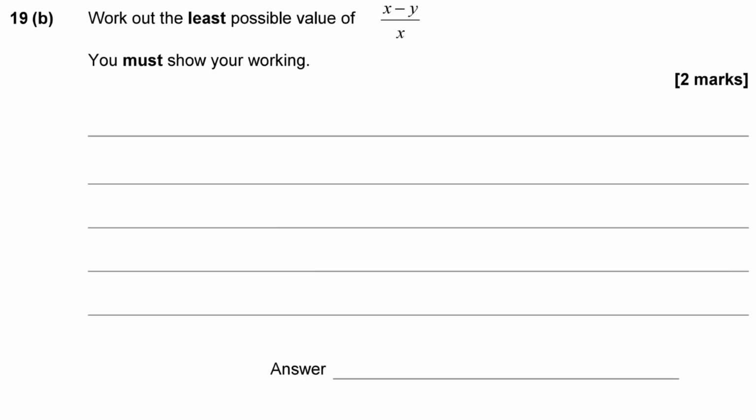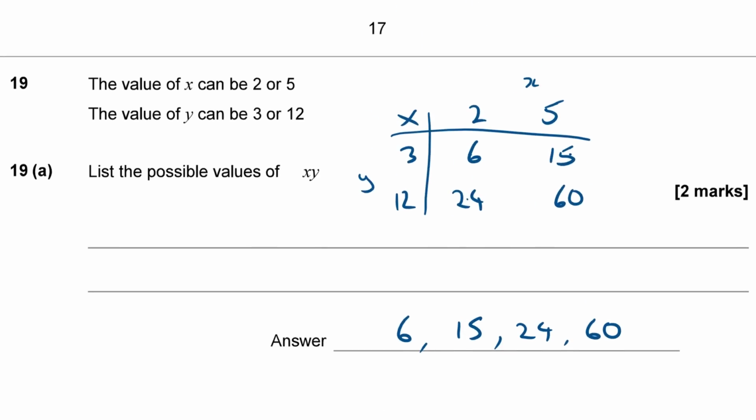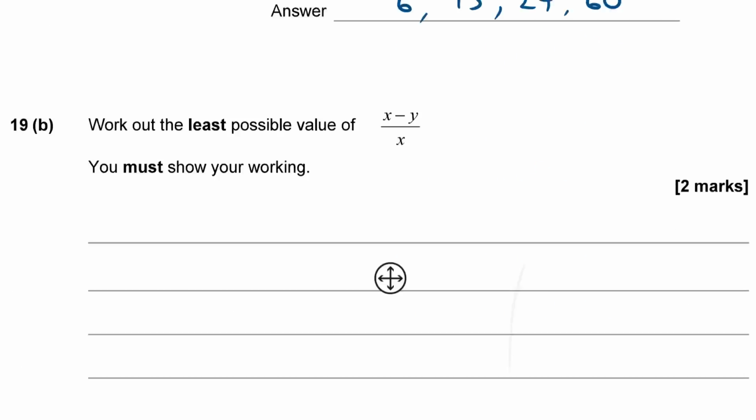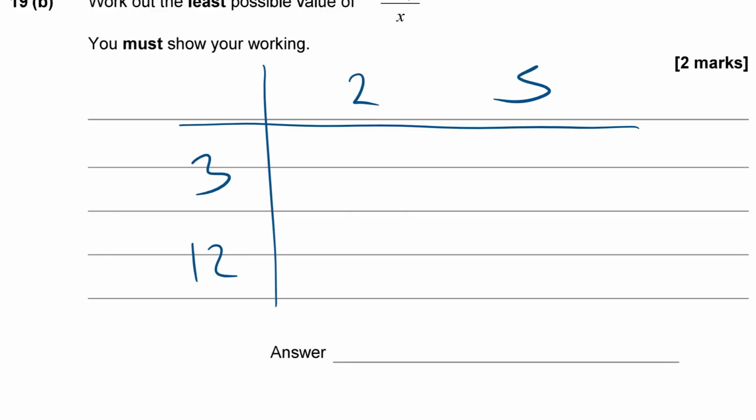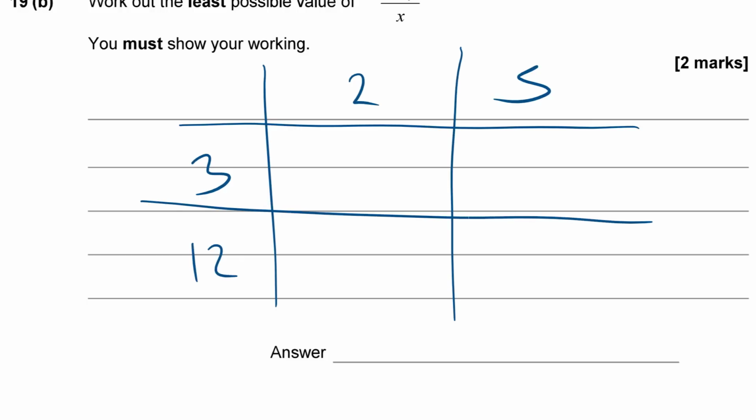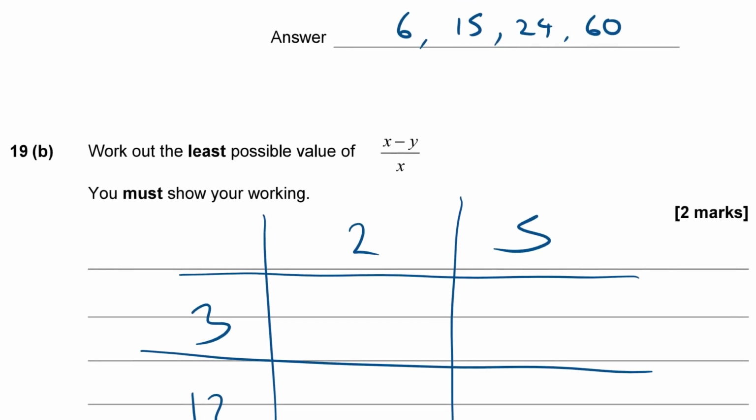Okay, so I'm going to take a similar approach to last time with the possibility space. So I've got 2, 5 and 3 and 12 as my possible answers. And I'm going to work out what the fraction is for each of those possibilities. So this was my x value and these are my y values down here. So in this first cell here, that's the one with x is equal to 2 and y is 3. So that would give me 2 subtract 3 over 2, which is equal to minus a half.